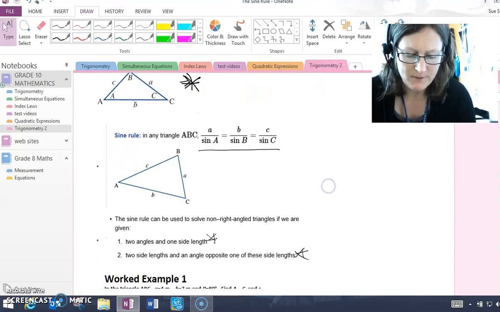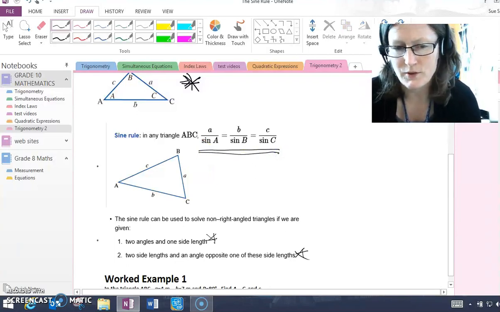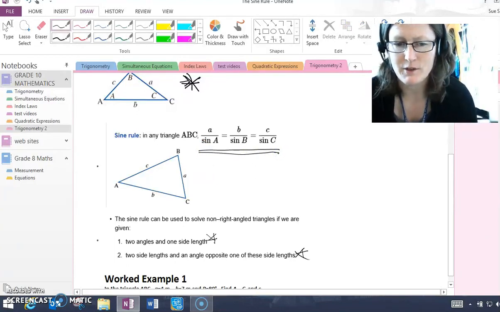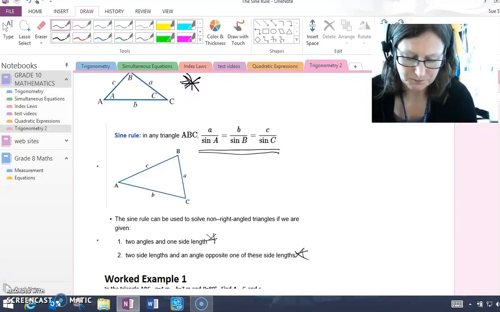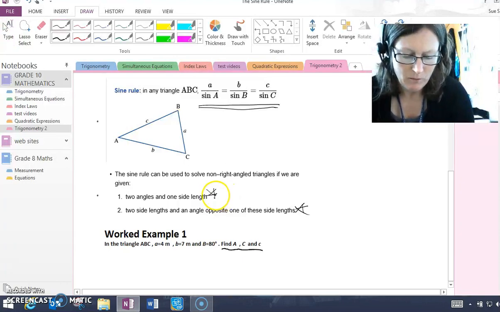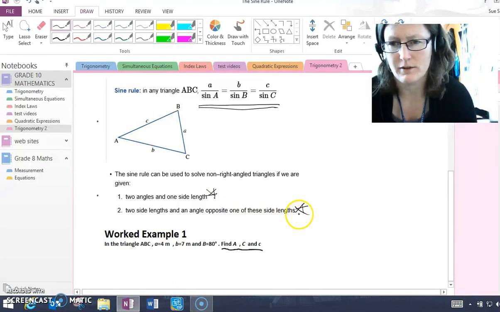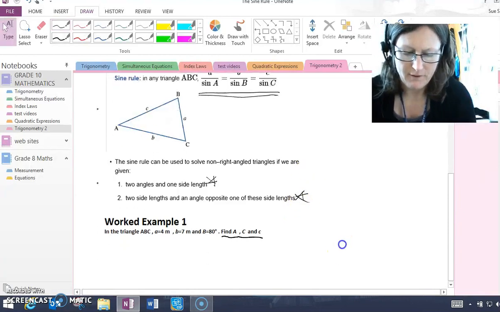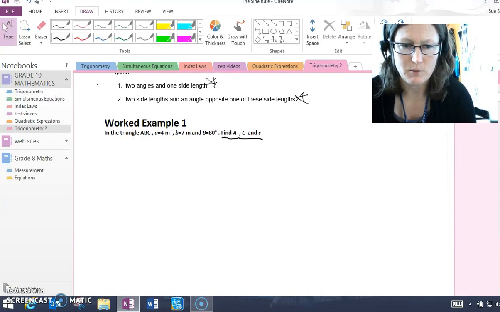Your textbook explains how the sine rule comes about, so for more details, please refer to your textbook. But I've basically underlined there the sine rule. We can use the sine rule if we have a non-right-angled triangle and we have two angles and one side, or we have two sides and an angle opposite one of the sides. If we have that, we can use the sine rule. We'll look at worked example 1 from your textbook.